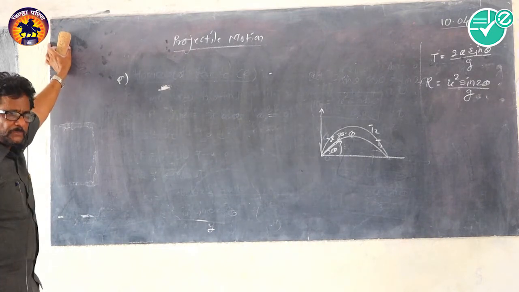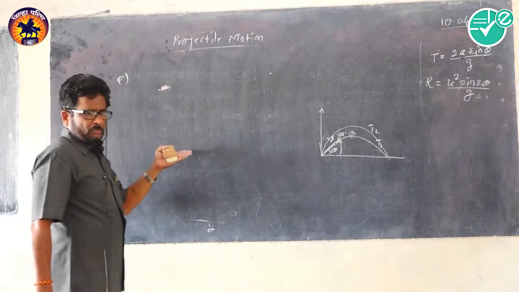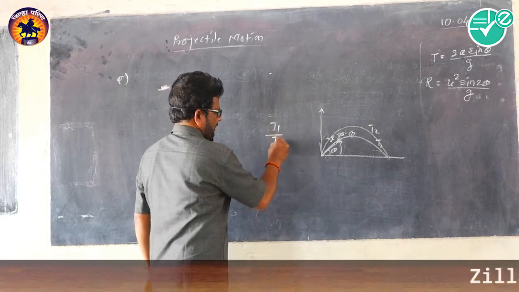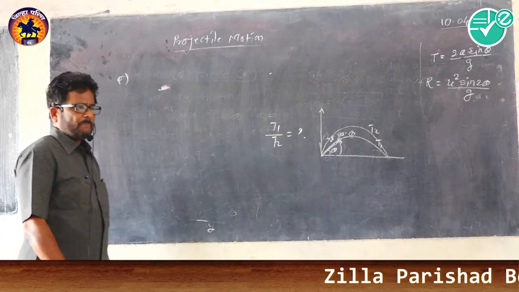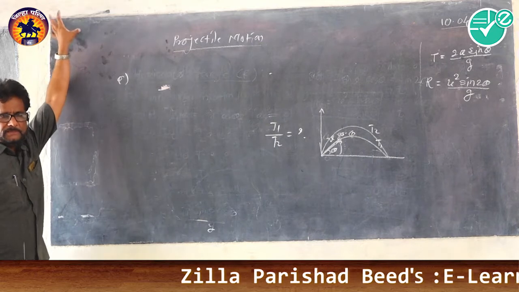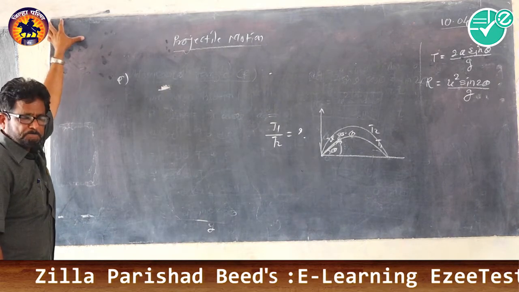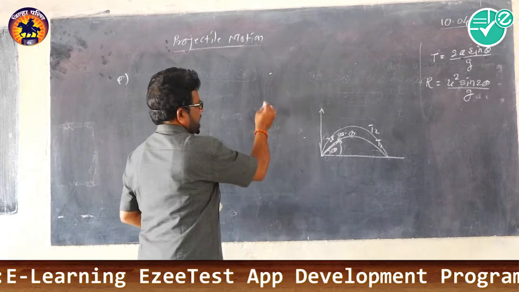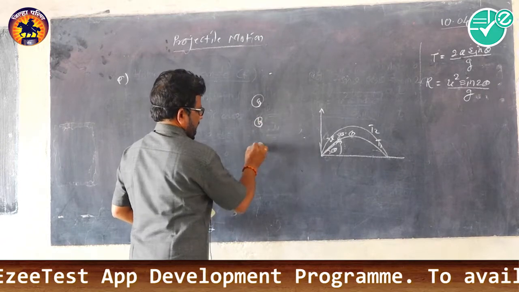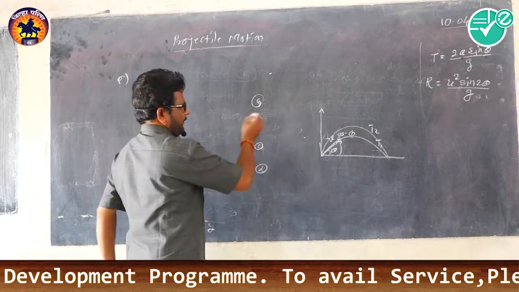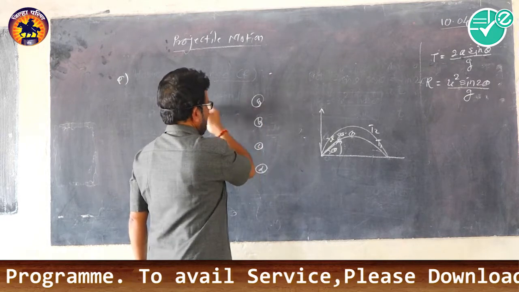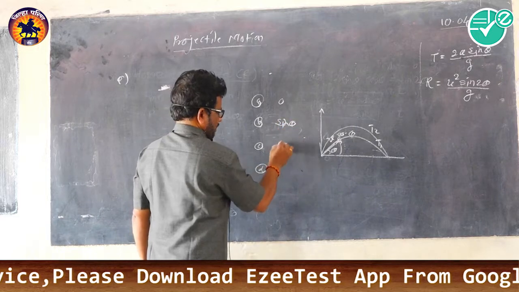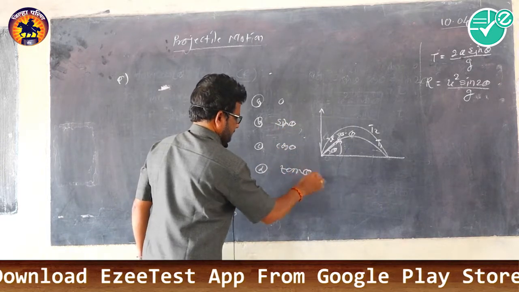Suppose this is a question. Then what will be the ratio of the time of flights, T1 upon T2? Such types of questions may be asked in the NEET exam, NEET or JEE. And the options may be like this. Option A, T1 by T2 is equal to 0, sin theta, cos theta and tan theta.